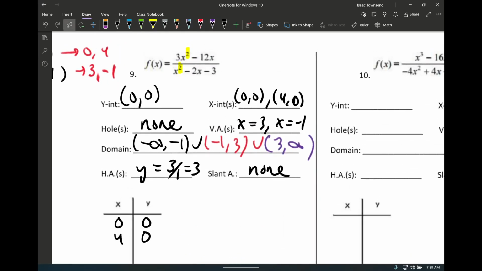Okay, any questions about how I found any of that or how I got any of that applied to the graph?